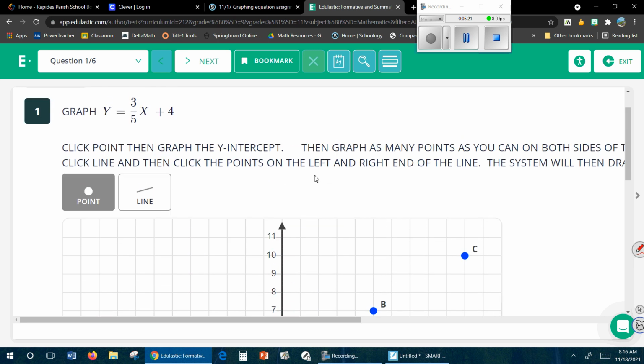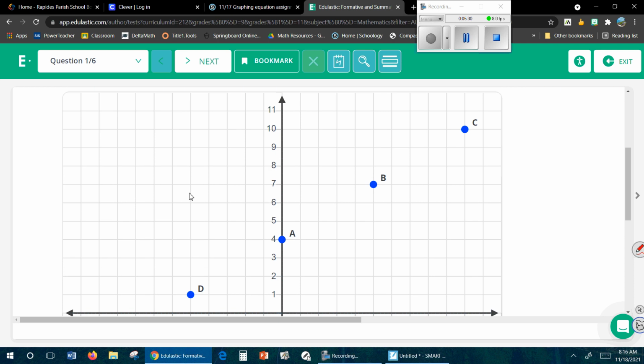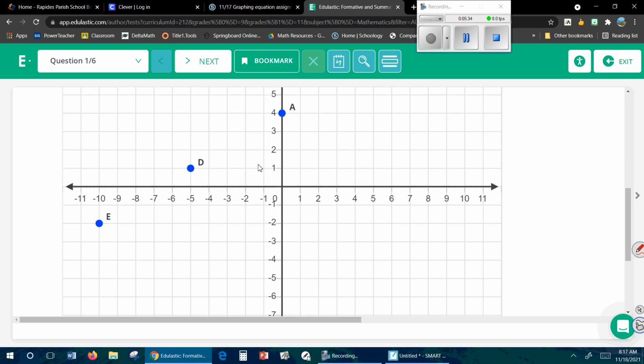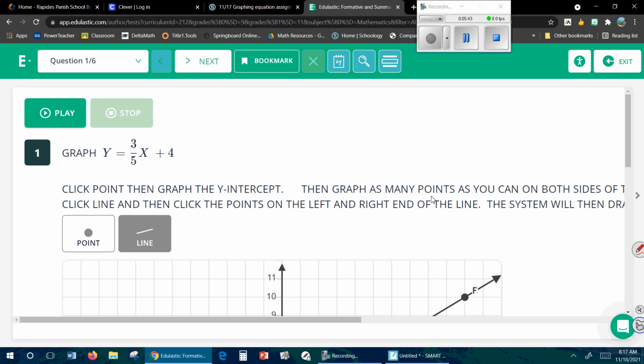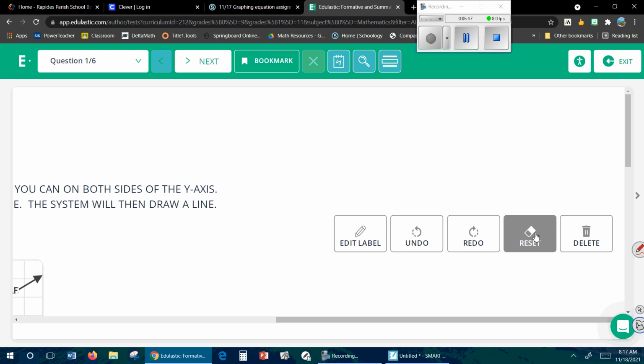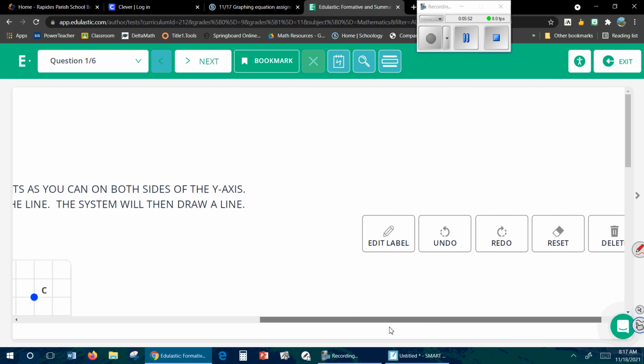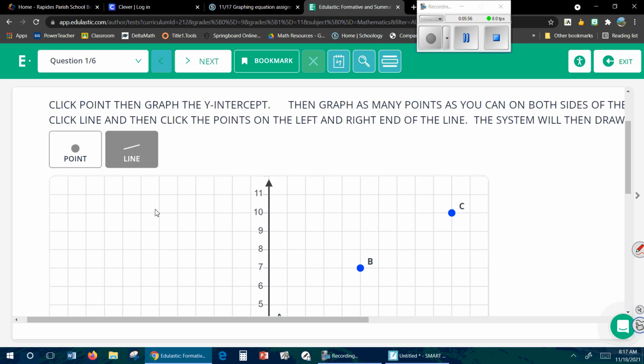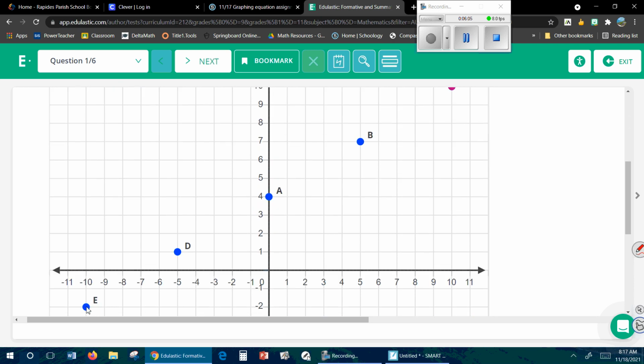Now I'm ready to draw my line. Notice it says graph as many points as you can on both sides of the y-axis. Then click line. Click the farthest point on the right side, like at the beginning of the line, click at the end, and it's going to draw the line for you. And if you want to erase what you've done, you can either click reset, or you can click undo, and it undoes the last thing you did. So after you get your points, click line, click the one point on the far right side, click the other point on the far left side, and it draws a line between them. Now, when you go to do your stuff on edulastic, edulastic is looking for every one of these points because that's how I set the answer. If you haven't already, begin and continue.